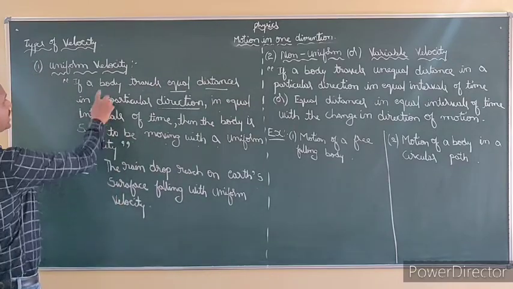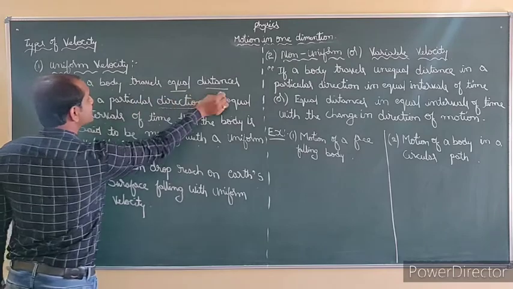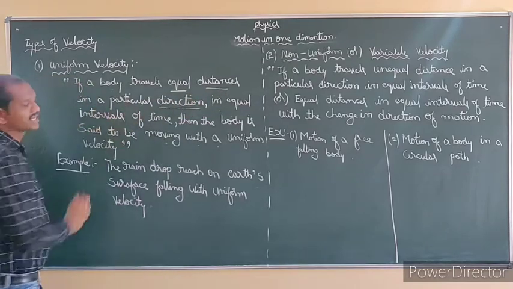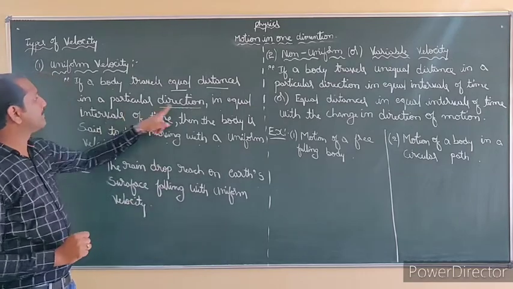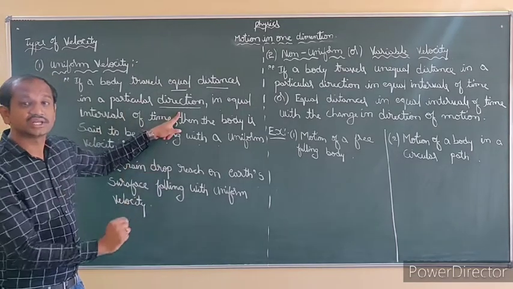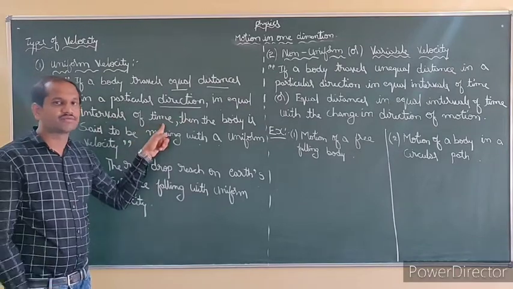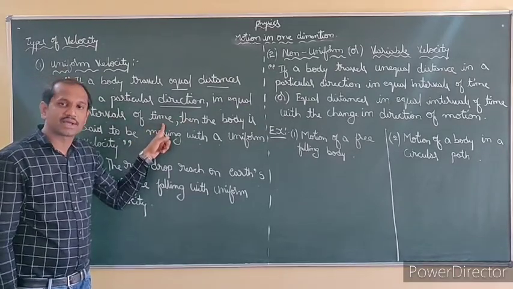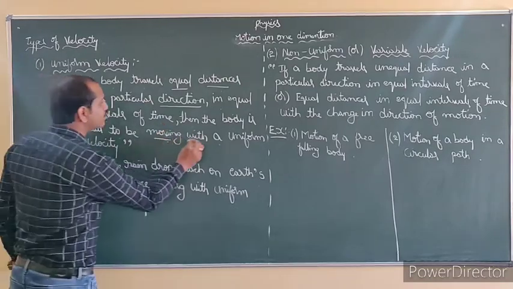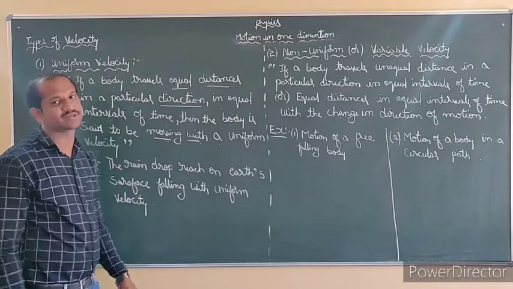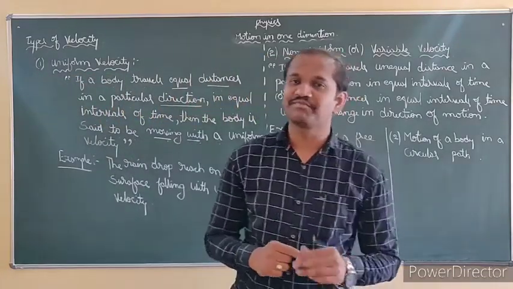Right? Here also, if a body, a car in our case, travels equal distances in a particular direction, they both traveled equal distances of 50 km per hour in a particular direction. Which direction? East. In equal intervals of time. What was the time I have taken? 2 hours. Then the body is said to be moving with a uniform velocity. Understand?